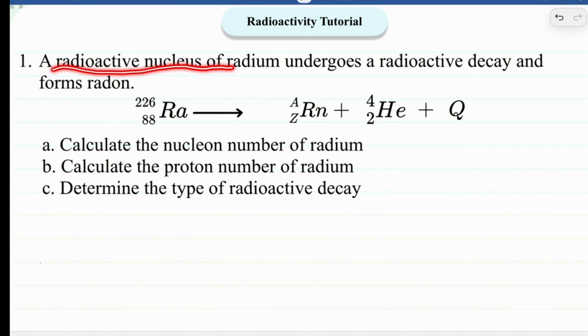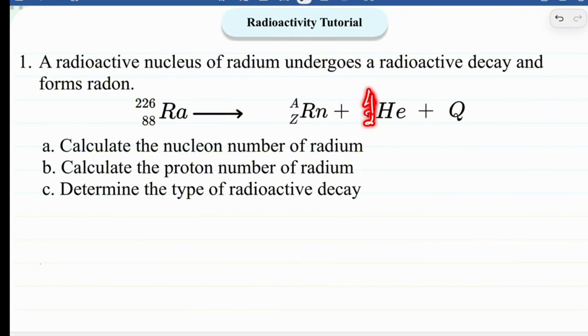A radioactive nucleus of radium undergoes a radioactive decay and forms radon. So this is radium-226, undergoing radioactive decay and forming radon with a known nuclear number and proton number, and we have helium-4 with 2 protons and also energy. The first one is to calculate the nuclear number of the radon. The nuclear number is given by A. In order for us to get A, we look at this one. This is 4. We subtract 4 from 226 to get A. For that, we get 222.